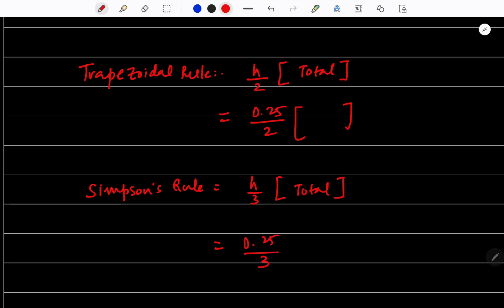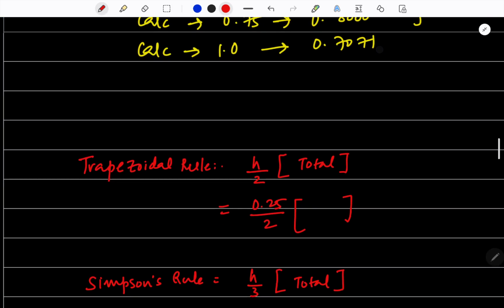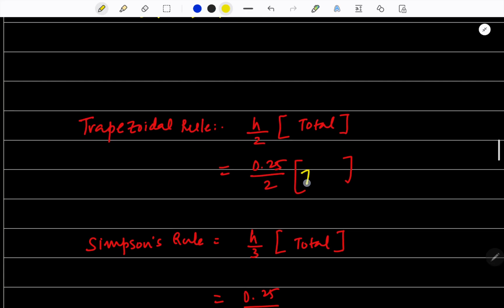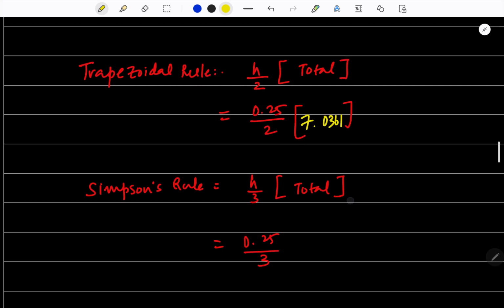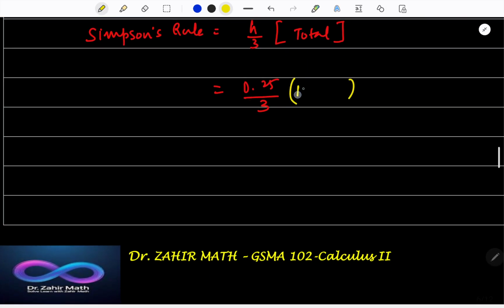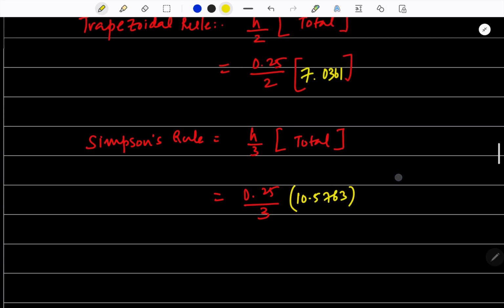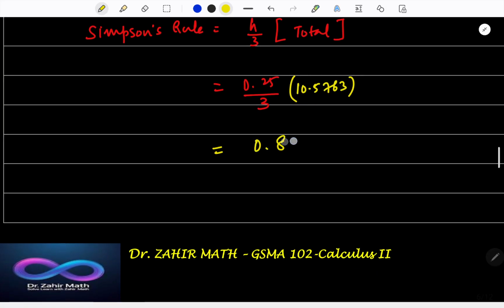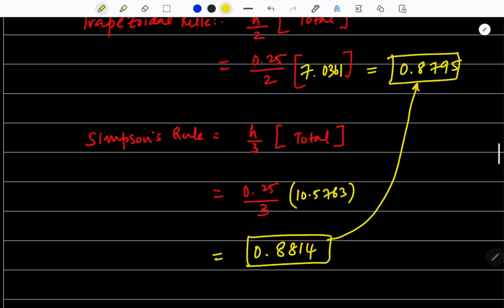And what's your total here? Which is 7.0361. And what is the total here? Which is 10.5763. Let me put this in the calculator. We are going to get 0.8795. And let me put this in the calculator, which is going to become 0.8814.